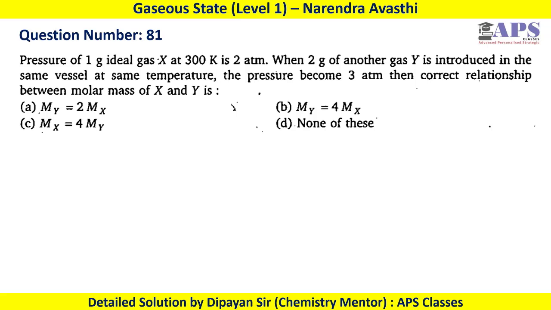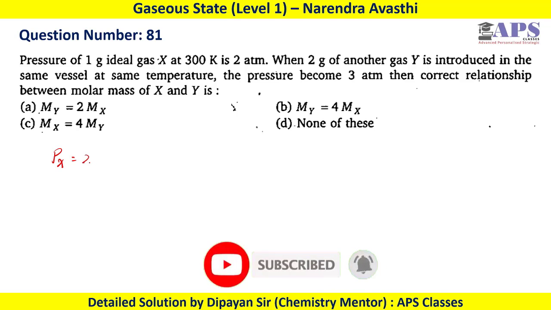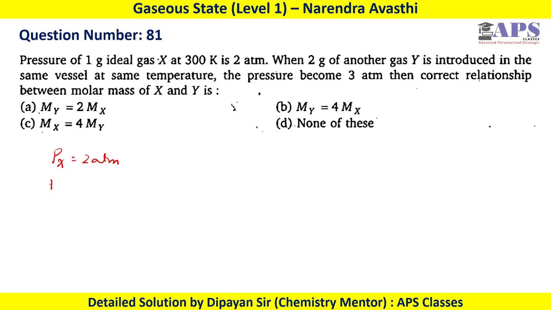In question number 81, the pressure of 1 gram of ideal gas X at 300 Kelvin is 2 atm. When 2 gram of another gas Y is introduced in the same vessel at the same temperature, the pressure will become 3 atm. So here initially the pressure of X is 2 atm and the final pressure after addition of the gas Y, that is Px plus Py, is 3 atm. So Py is nothing but 1 atm.